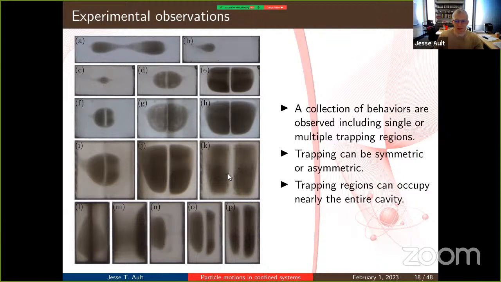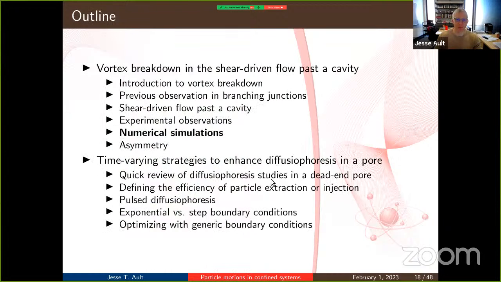And in some cases, this trapping region can basically occupy nearly the entire cavity. So obviously it's important to know. The interesting thing is in 2D, you expect that the cavity is a trapping region because you just have these recirculation zones, which obviously have to be closed streamlines. But in 3D, it's not obvious. And indeed, at low Reynolds numbers, it's definitely not the case. It requires inertia to trap flow in the cavity, which is what we expect from vortex breakdown.